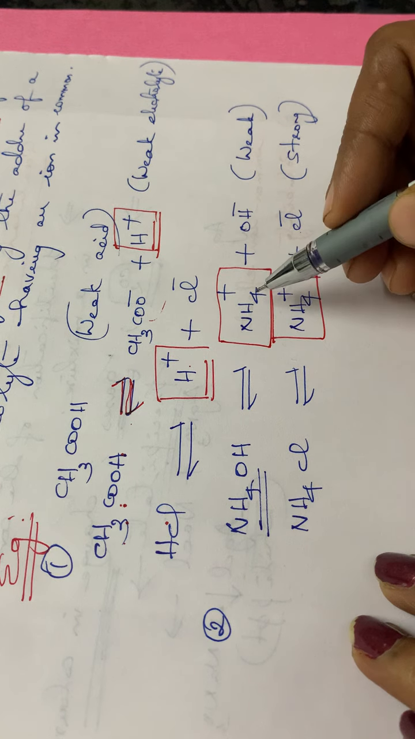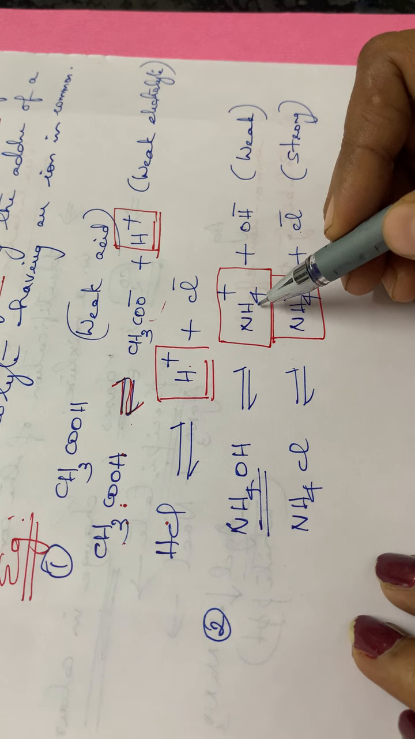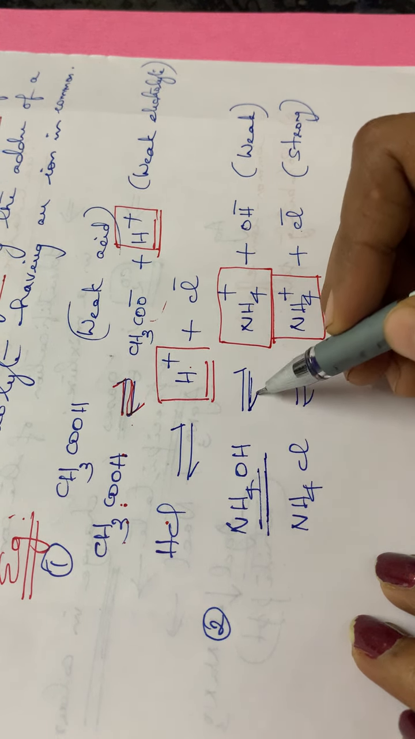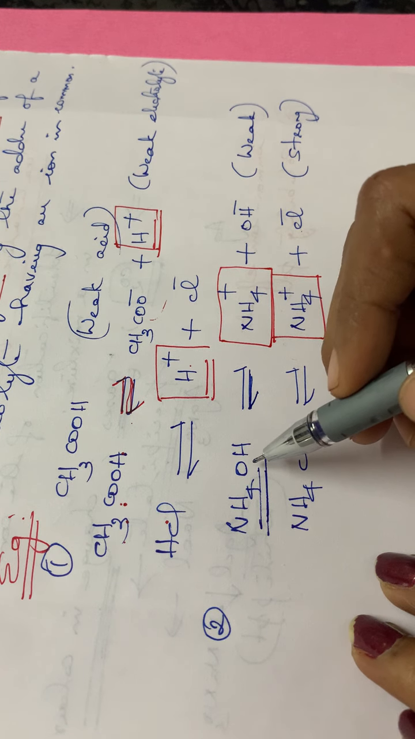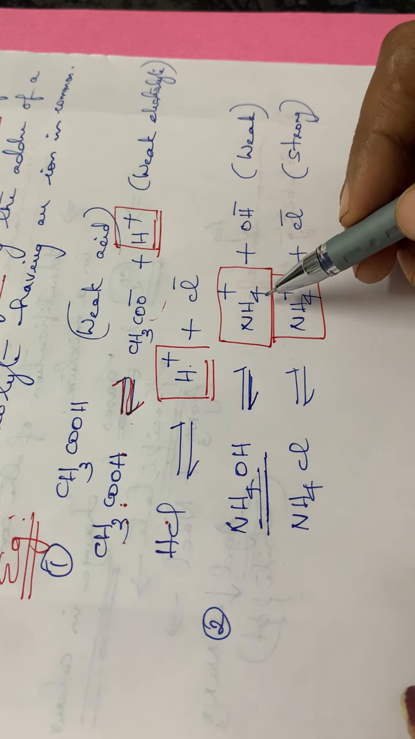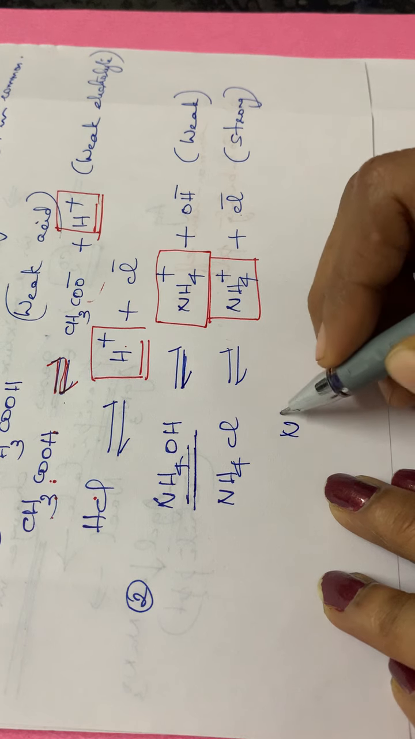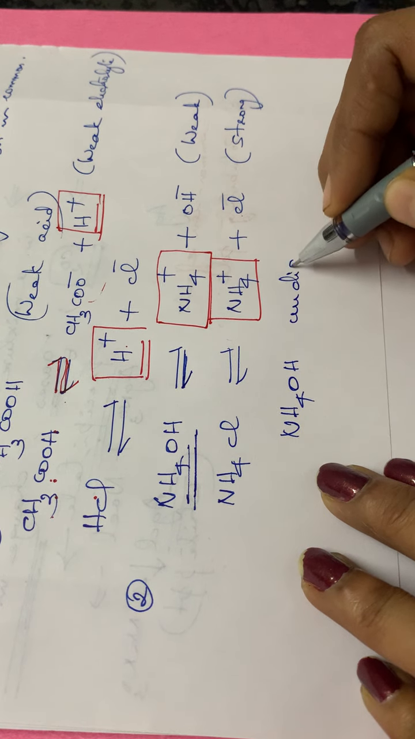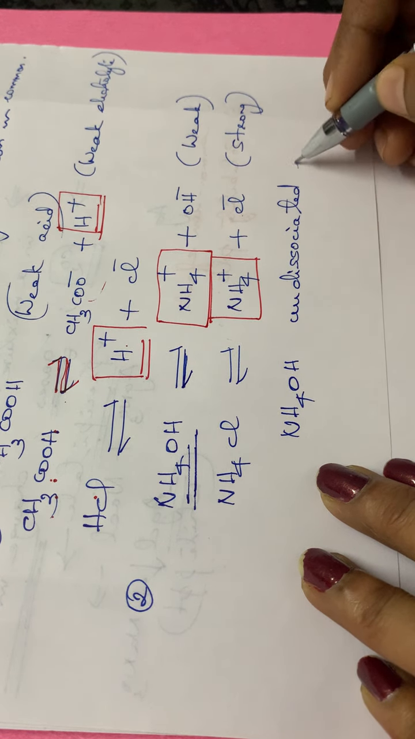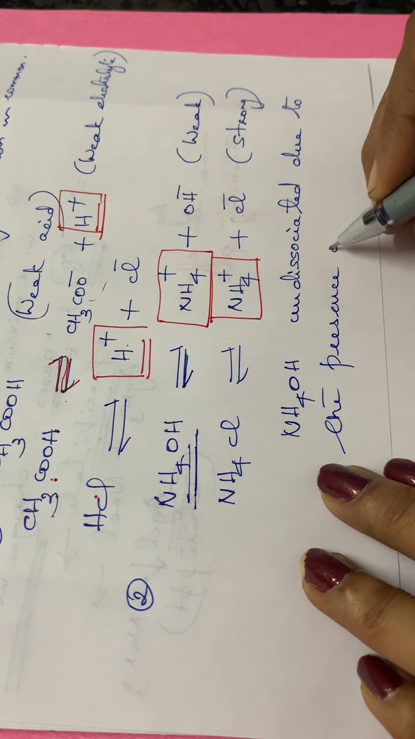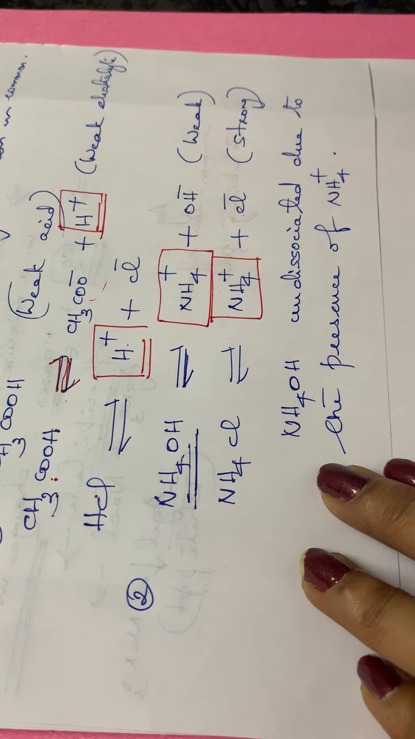So what happens? Again, the suppression of the dissociation of ammonium hydroxide takes place. That means the equilibrium will be shifting towards the back side. Okay. So suppression of the dissociation of the weak electrolyte, that is the ammonium hydroxide, will remain undissociated due to the presence of NH4 plus. Ammonium hydroxide will remain undissociated due to the presence of which ion? Due to the presence of the NH4 plus ion. Okay. So here the ammonium ion is the common ion present.